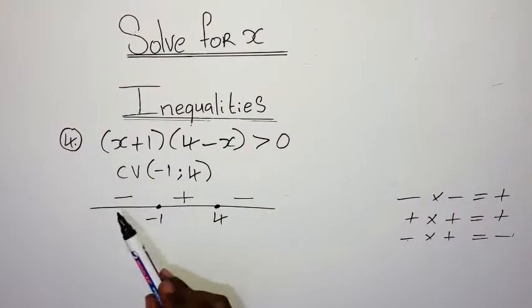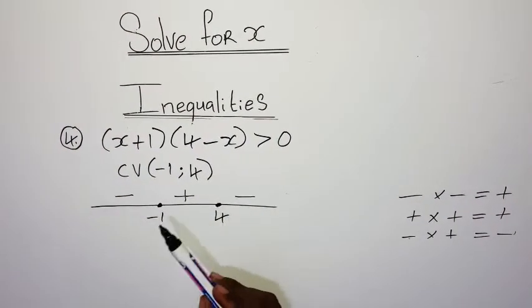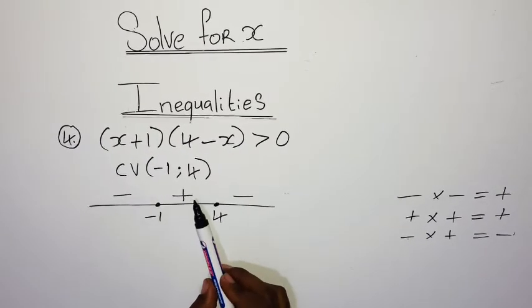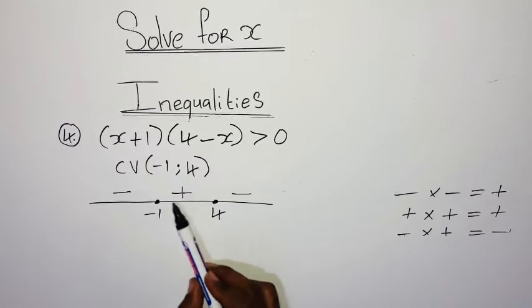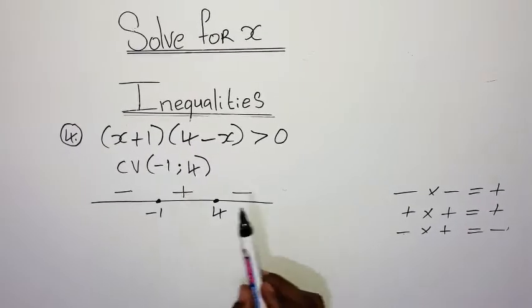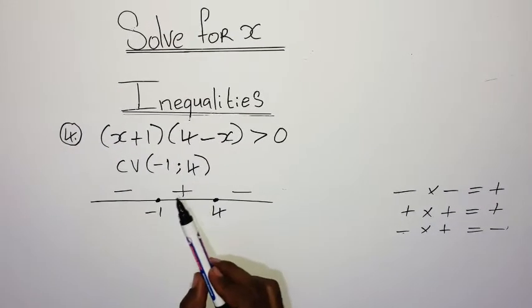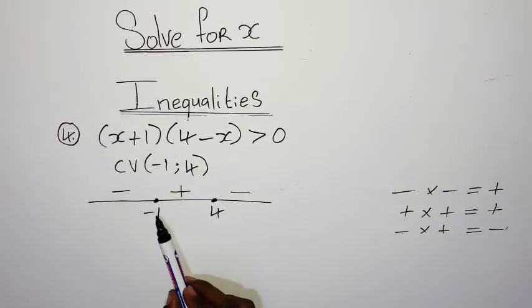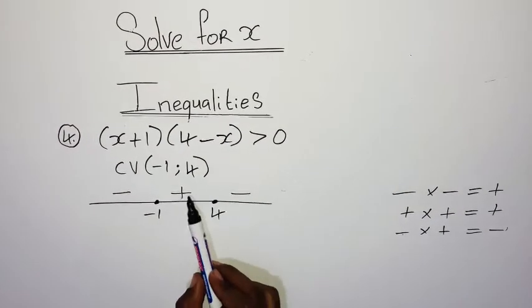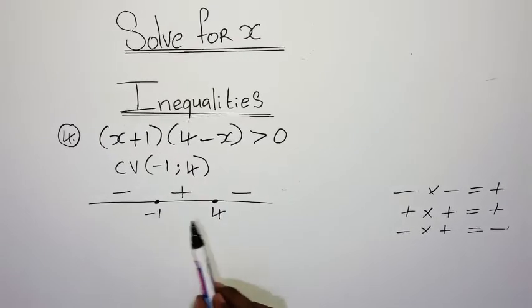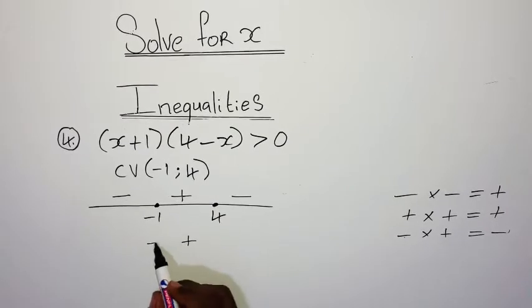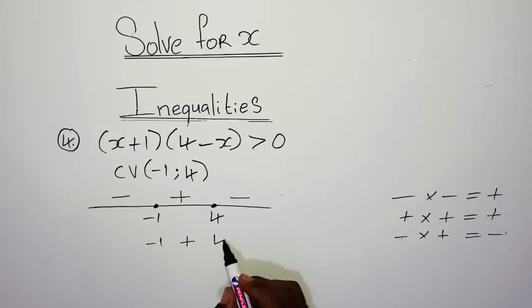Then you go to your number line and check, where is my positive? This is a negative, positive, negative. So I only have one positive. Then you ask yourself, where is this positive? So this positive is between -1 and 4. Here's my positive, being between -1 and 4. I just write that my positive is between -1 and 4.